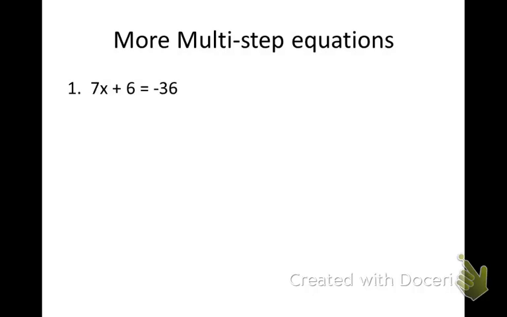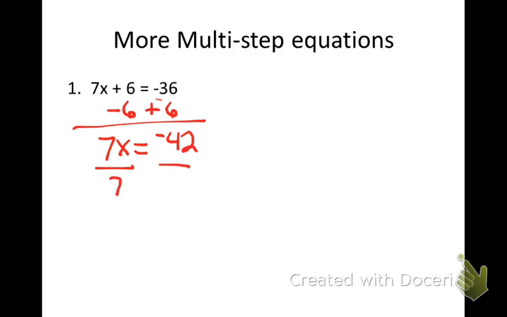So we're going to continue to solve these equations that have at least two steps. Some of them are going to have more than two steps. So again, we would want to get the variable by itself. So in this case, we're going to subtract 6 from each side. You're going to get 7x equal, and when you do the add the opposite, you're going to get negative 42. So the next step would be to divide both sides by 7, and you get x equal negative 6.